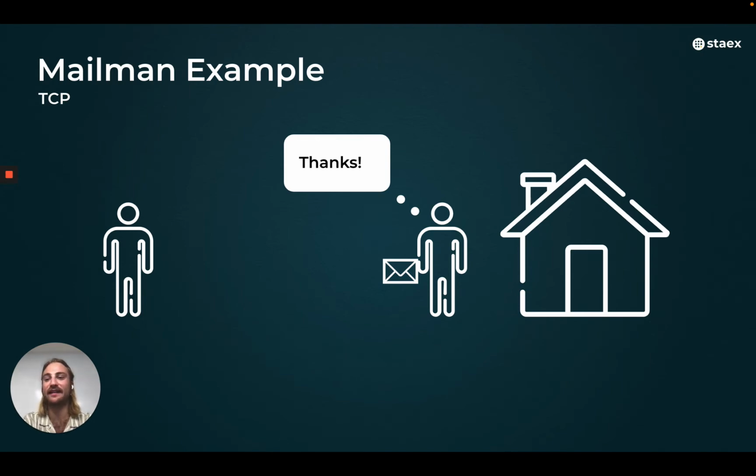Now that's how TCP works. TCP waits, it checks to see if it can make a connection, waits for a response, sends the data, and then waits for another response that the data got there okay. And that's the fundamental difference between TCP and UDP.